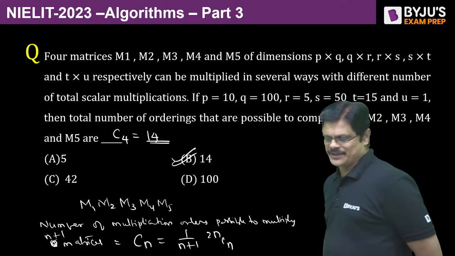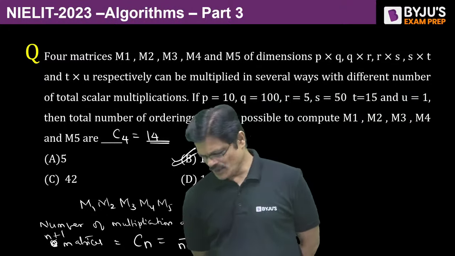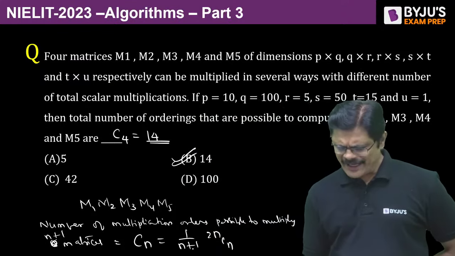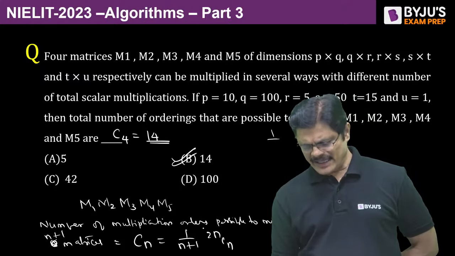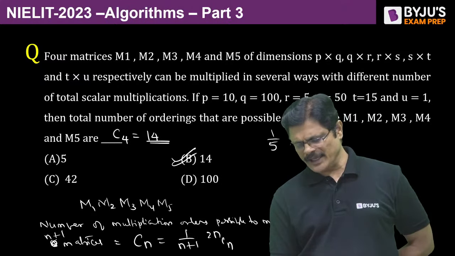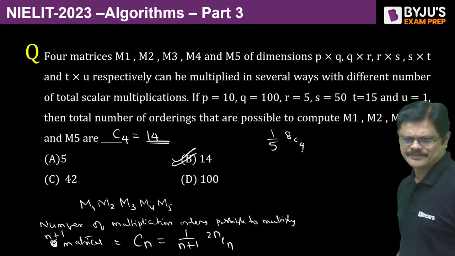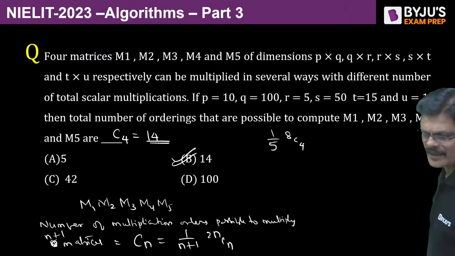What about Chandan? What happened? Not answering. If you don't know, no problem. Just substitute. Here the n value you have to substitute. 1 by n, n is 4, so 4 plus 1, 5. 2n means 2 times 4, 8. So it is C4. That's it. You just need to do that. Good, good.